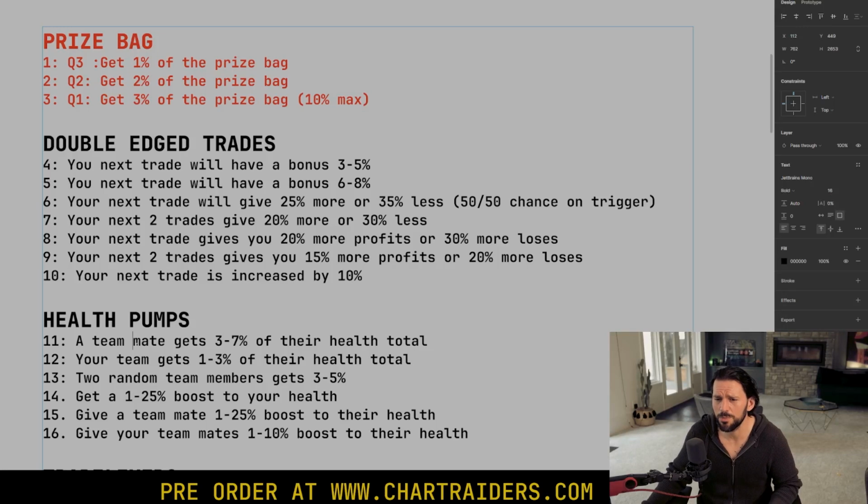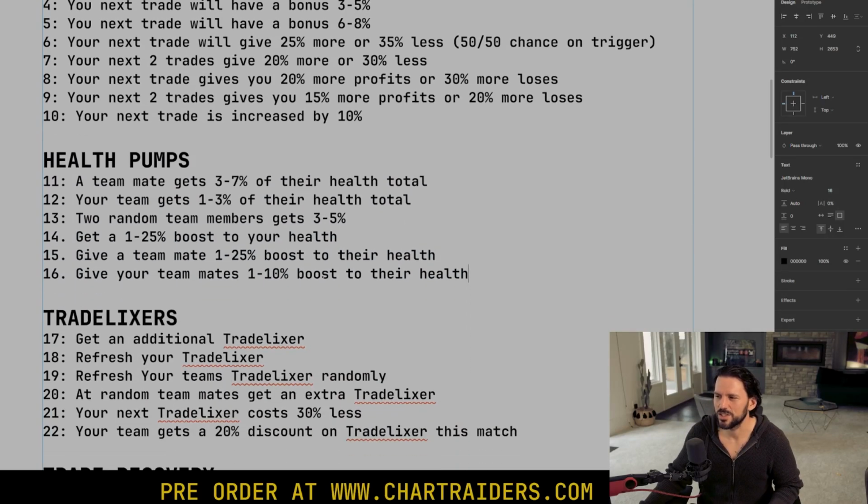So if you hit one of these health pump action bonus benefits, then you get 3%. A teammate gets 3 to 7. Your entire team gets 1 to 3%. 2 random team members get 3 to 5%. You give a teammate 1 to 25%, or give your entire team a 1 to 10% boost on their health. Obviously, this is the best one right here. But yeah, I think this is really, really interesting. These health pumps, and hitting them, can have pretty drastic effects during the match on your team or on yourself solo.